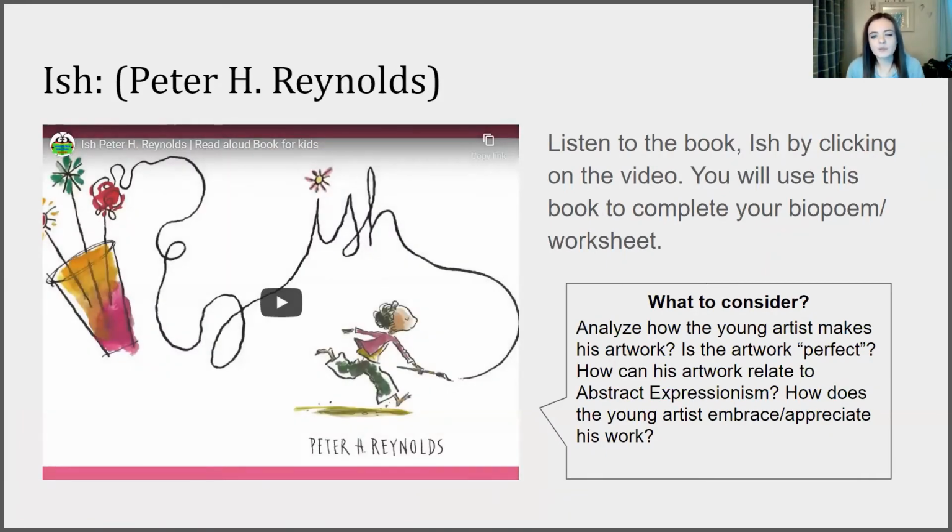So this is the book that you will be watching. It is called Ish by Peter H. Reynolds. It is a really good book, and some things to consider is to analyze how the young artist makes his artwork. Is his artwork perfect? Is it abstract expressionist? How can it relate to abstract expressionist? And then how does he embrace and appreciate his work? So I want you to consider those things when you are listening to the book and figuring out what Ish words are. So you will go ahead and watch that.